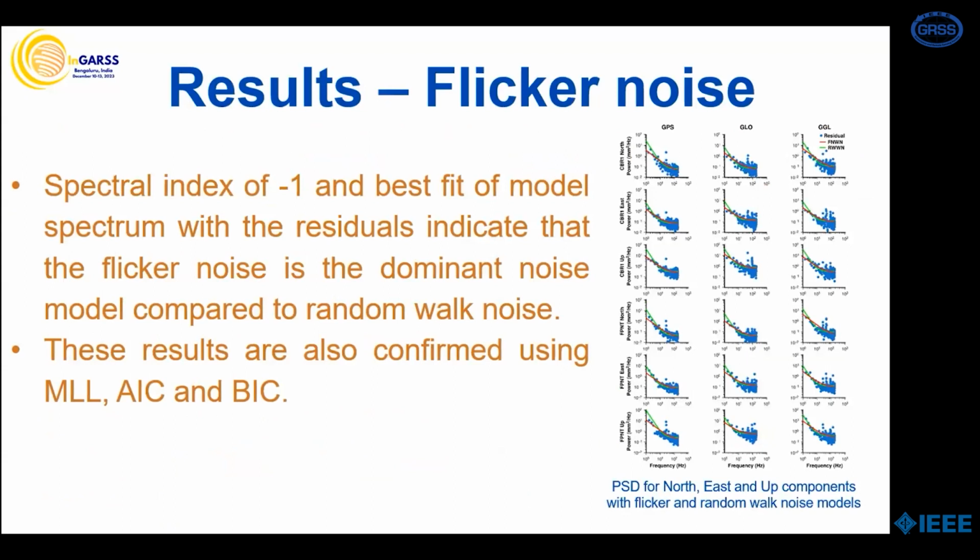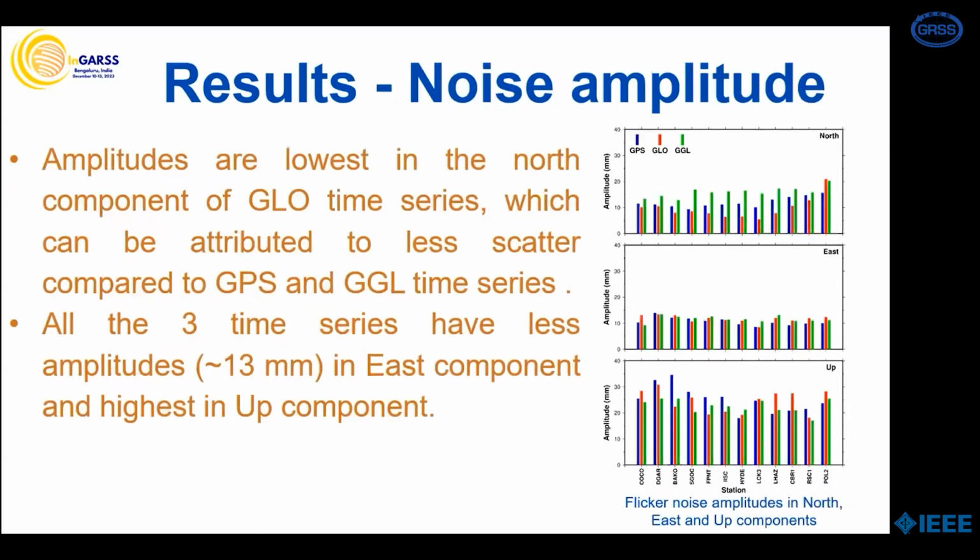As we know, power law noise is a combination of flicker noise and random walk noise. We calculated the spectral indices, which showed a spectral index of -1. We also showed the power spectral density of two stations, Roorkee and NIOT, for GPS, GLONASS, and GPS plus GLONASS combined, in the north, east, and up components. We can see that the best fit to the residuals is for flicker noise, which shows that flicker noise is the best model. These results were again confirmed using the MLL, AIC, and BIC. The best noise fit for our model is flicker noise.